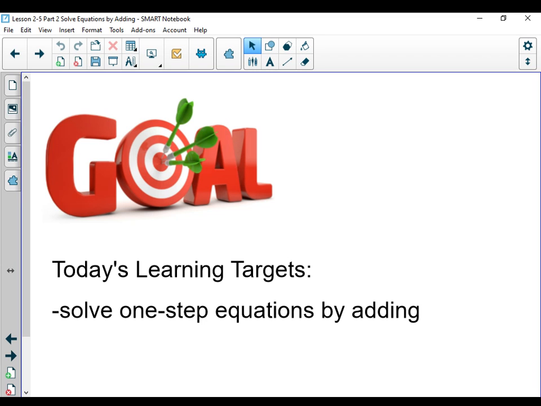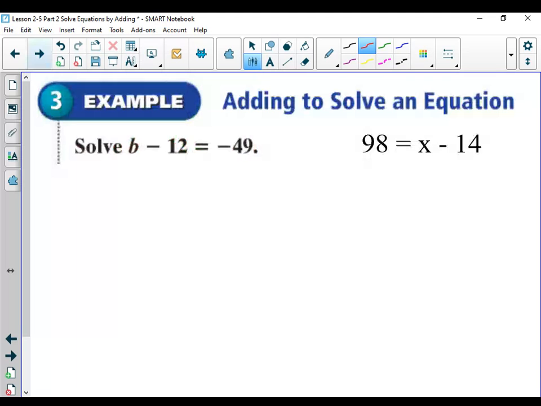Remember, an equation is going to have an equal sign, and similar to yesterday, I'm going to put adding in quotation marks, because just because we put an adding sign doesn't necessarily mean we're going to add to solve. That's one of those tricky things about adding and subtracting integers.